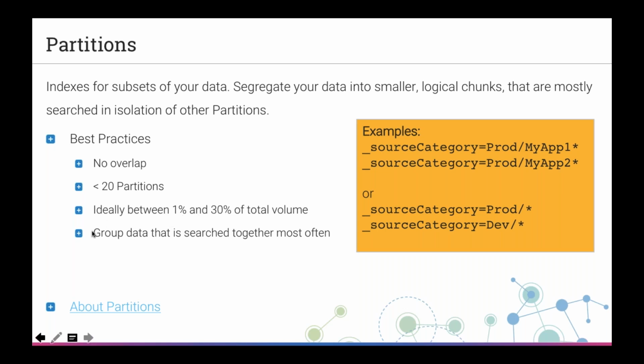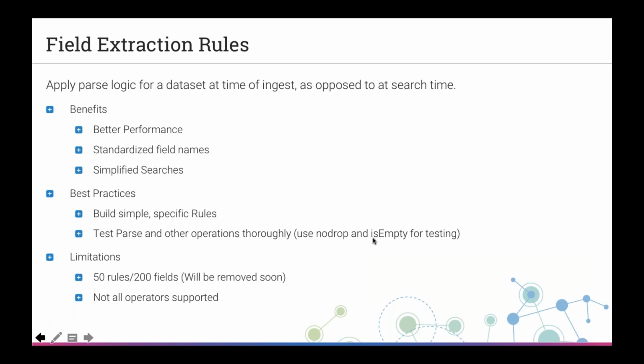And then here is the key. What makes sense to create a partition? You want to group the data that is normally searched together most often. So if you search your data by prod versus dev, then this makes sense. But if you search your data by app 1 versus app 2, then this upper example might make better sense for you. Again, there are pointers to documentation if you want to find a little bit more information on that.